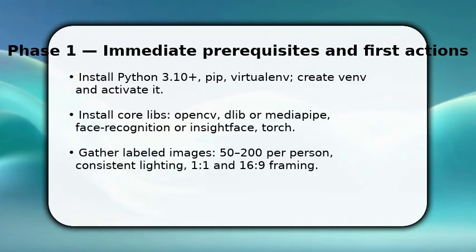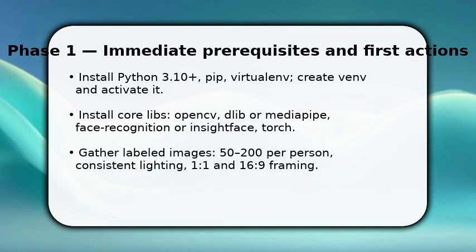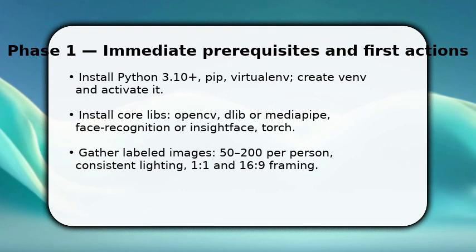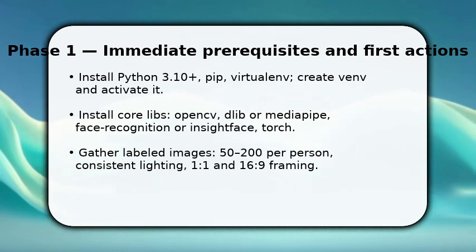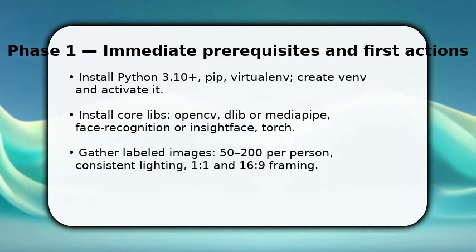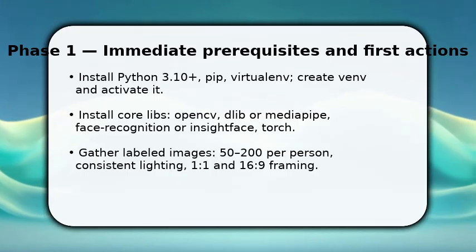You also create a clear dataset now. Collect 50 to 200 labeled images per identity with consistent lighting and both frontal and slight angle shots. This accelerates training and reduces bias, so make sure images are organized in folders named by person.